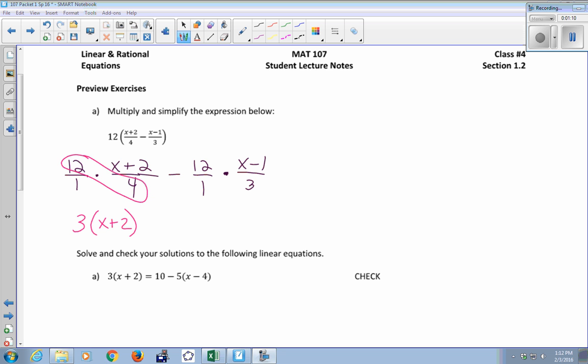In the next term, we have a 12 on top and a 3 on the bottom. What is 12 over 3 reduced to? 4. Yeah, so I have minus 4 times x minus 1. Then you can distribute your 3 and your 4 and combine like terms. So I have 3x plus 6 minus 4x plus 4. That's tricky because you have minus 4 times minus 1 gives you positive 4. And then combine like terms and you get negative x minus 2.